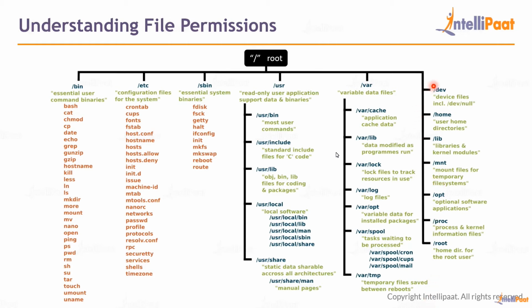And then there are some other important directories. /dev is basically for device files. So if I put in a pen drive, I can find that pen drive under the /dev folder. And then there is /home. /home is basically user home directories. That's what I was showing you, the home directory which has all the user names under it.